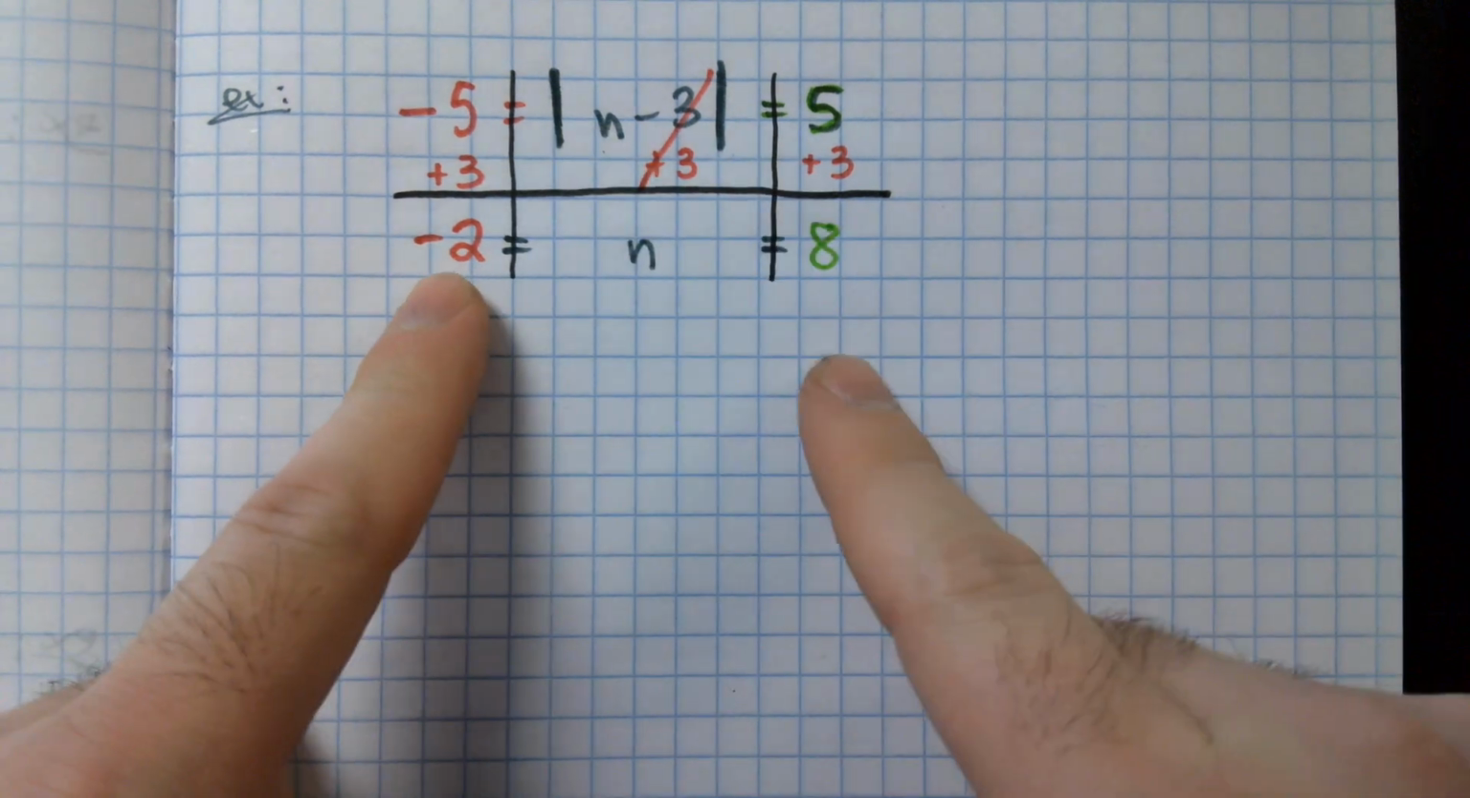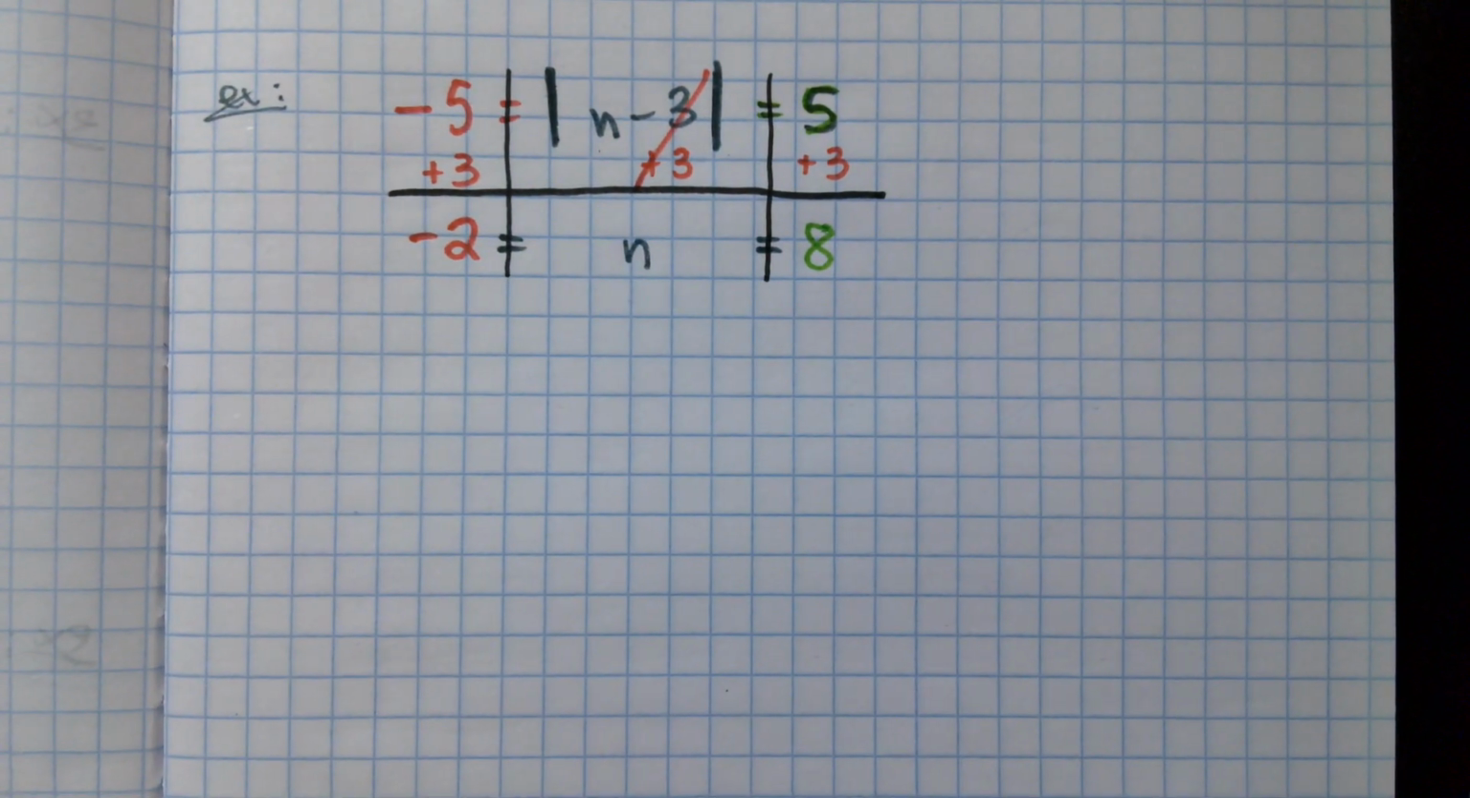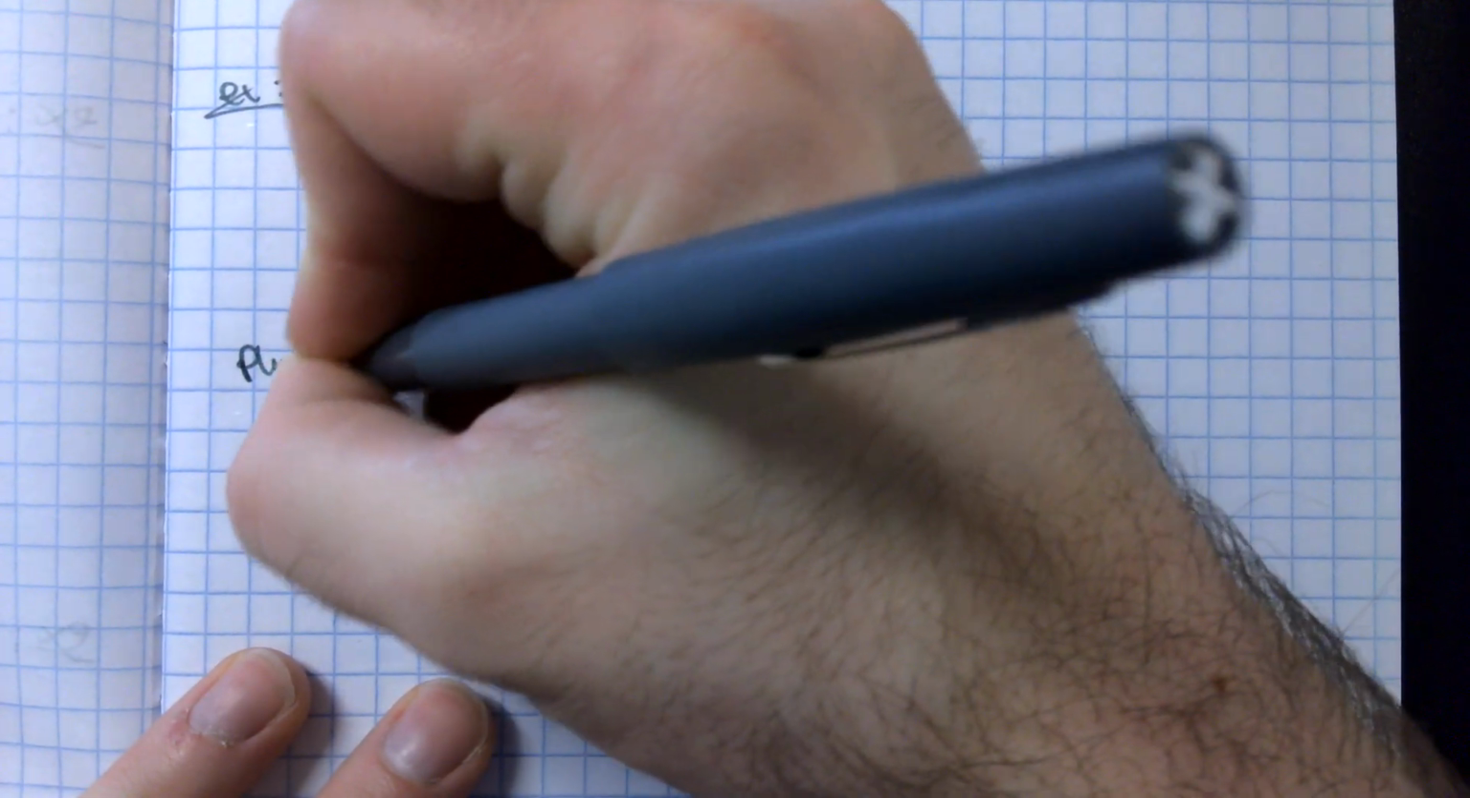Well, what does it mean for this equation to have 2 solutions, negative 2 and positive 8? Well, let's plug those numbers in.